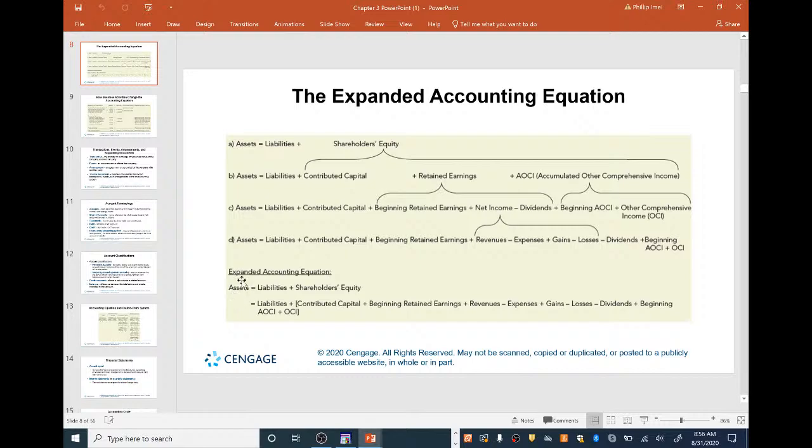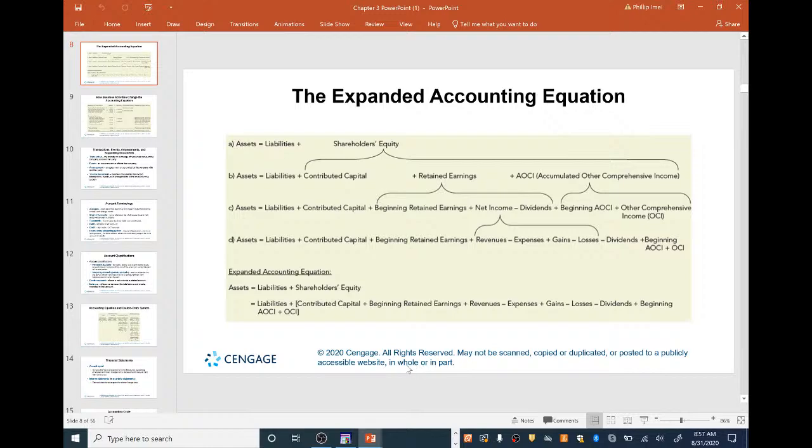And we can see that by looking at the total expanded accounting equation here. Remember, assets equals liabilities plus shareholders' equity. So let's expand it. Shareholders' equity is going to be contributed capital, right? Money the owners put in, plus beginning balance of retained earnings. So the beginning balance of this from the prior period. Then from there, we need to add revenues, back out expenses, add gains, back out losses, back out dividends, and add beginning accumulated other comprehensive income plus other comprehensive income. So you can see here they're all interrelated, which is ultimately going to affect this original accounting equation here.